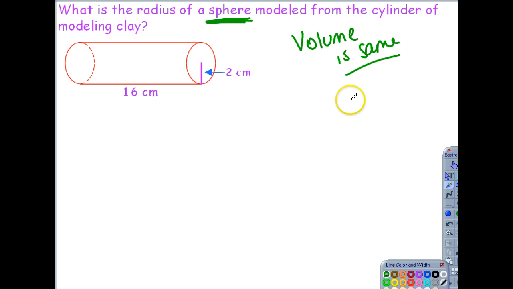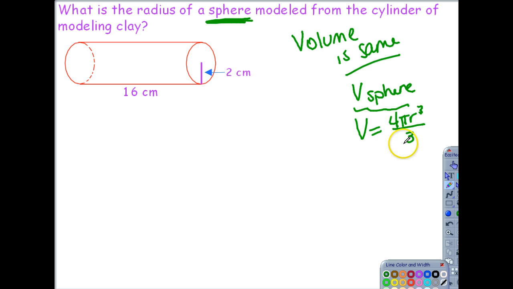Let's find the volume of that cylinder. Okay. And it sounds like we're going to need to find the volume of a sphere. So just out of curiosity, what is the volume of a sphere? What is that formula? That's 4 pi r cubed divided by 3. Now, we're not actually finding the volume of this yet, because we don't know the radius.